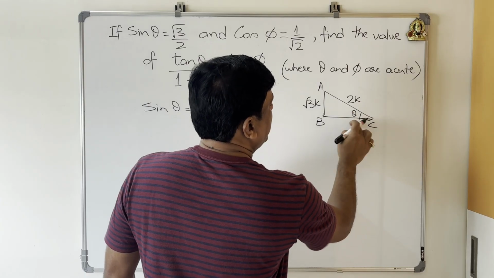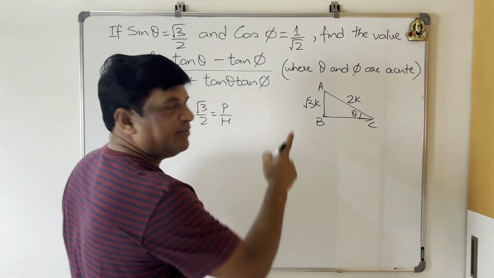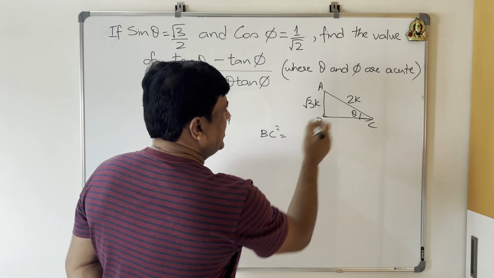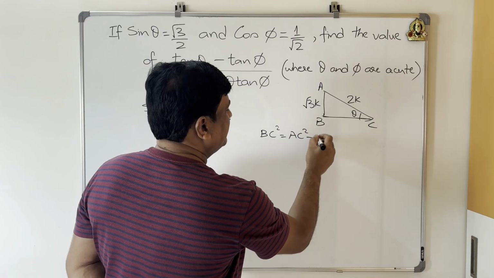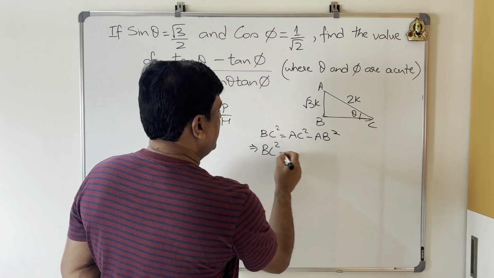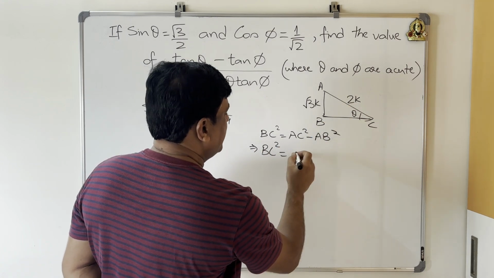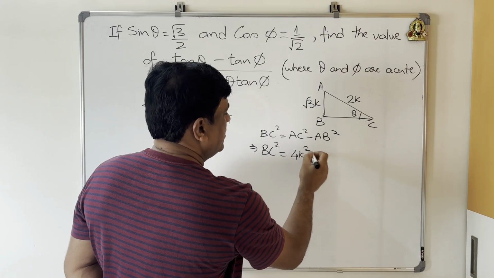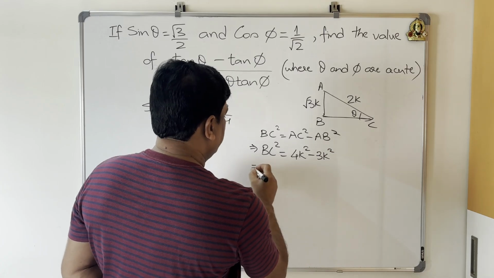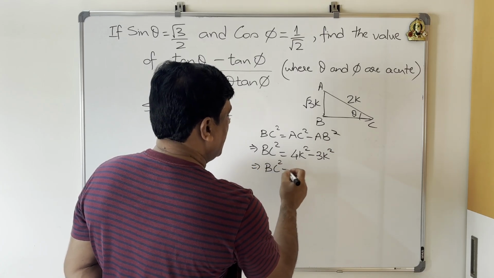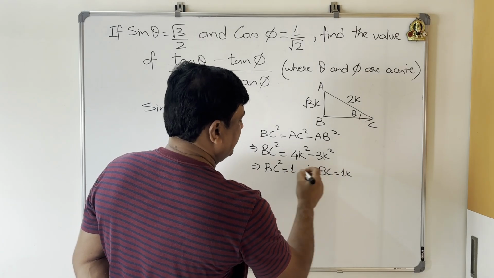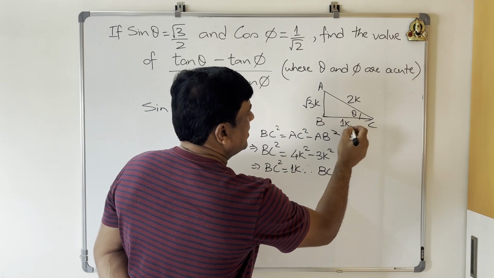Now calculate the base. What are you going to do? You are going to use the Pythagoras theorem. So BC square will be equal to AC square minus AB square. That means BC square is equal to 2k whole square, which is 4k square, minus root 3k whole square, which is 3k square. So you get BC square is equal to k square. Therefore BC is equal to 1k. Write it as 1k.